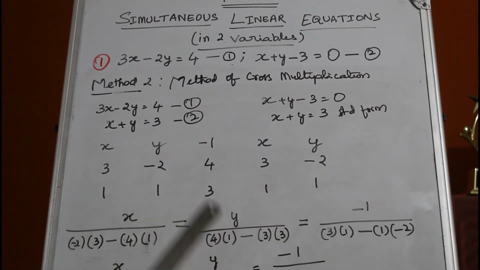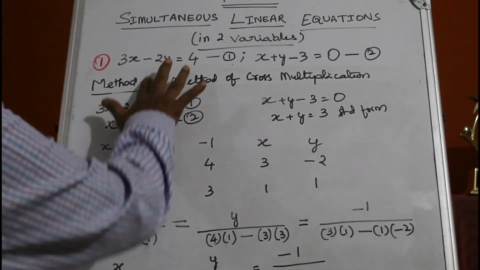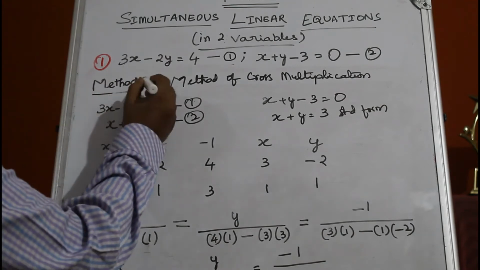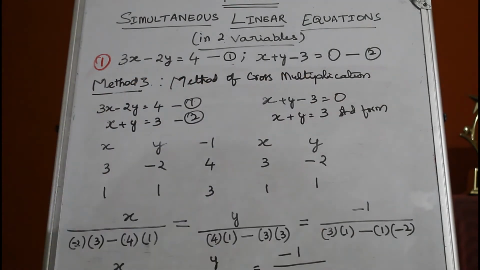Now the same sum is done in method number 3. Method 3 is called method of cross multiplication. So again I repeat, solving two variables can be done in 3 or 4 methods including graph. It depends upon what is the question and what is the syllabus.